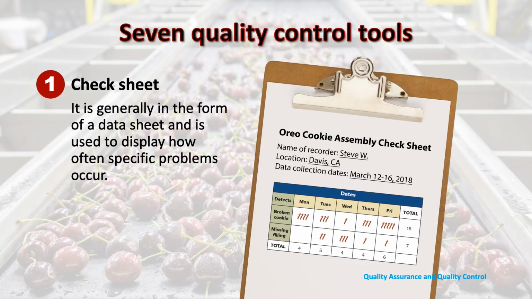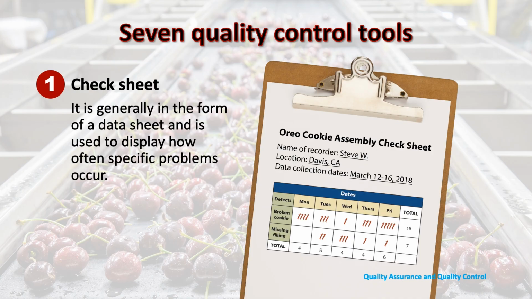The first quality control tool is CheckSheet. It is very easy to use and is a direct way to show how often specific problems or defects occur in your processing line. As shown on your right-hand side, you can use a CheckSheet for counting and calculating different product defects. This is an example of a cookie assembly line.